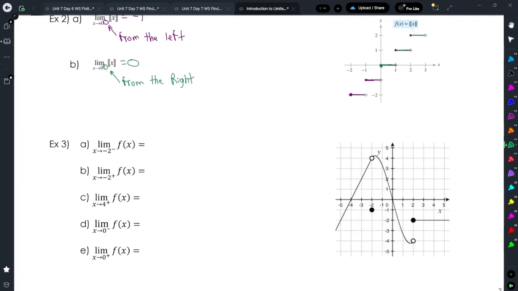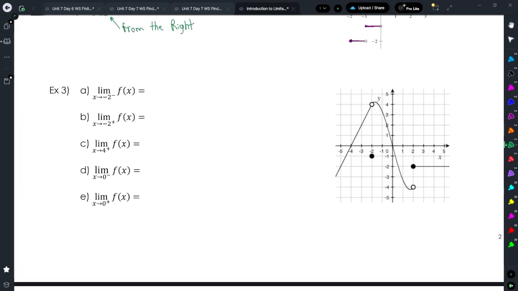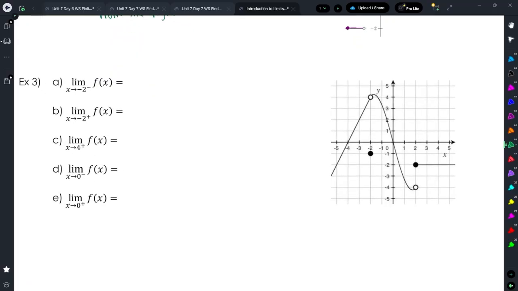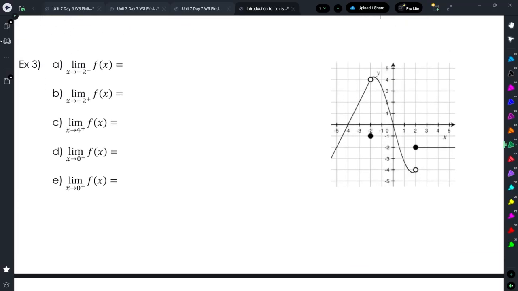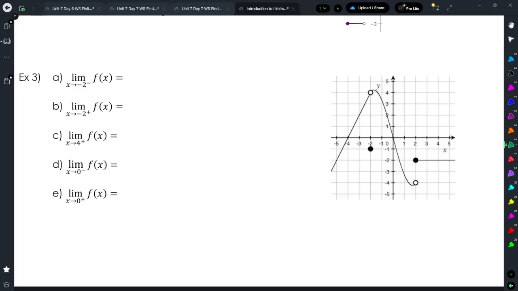So then our last example here, we have this weird looking graph, and then I'm going to have you try some on the next page. We have the limit as x approaches -2 from the left side. So here's x equals -2. And if I'm following my graph from the left side, from negative x values, the y values are getting closer and closer to +4. So the limit would be 4.